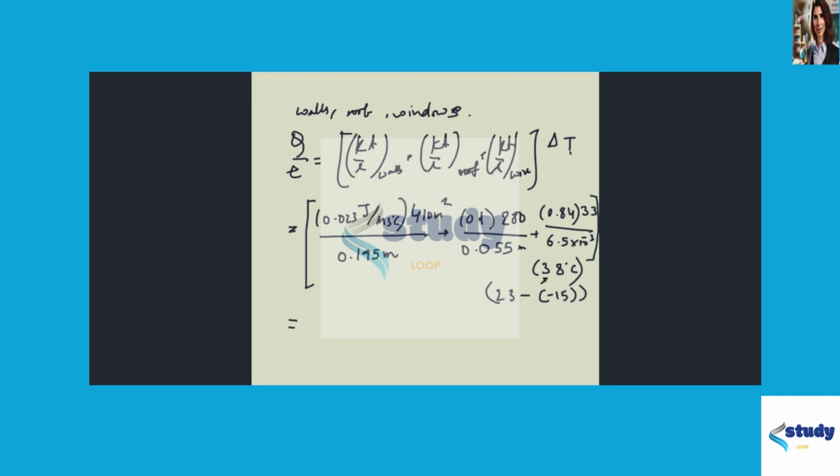This, when you substitute into a calculator, turns out to be 1.832 into 10 power 5 watts, which is about 1.8 into 10 power 5 watts. This is how fast the heat is dissipated.